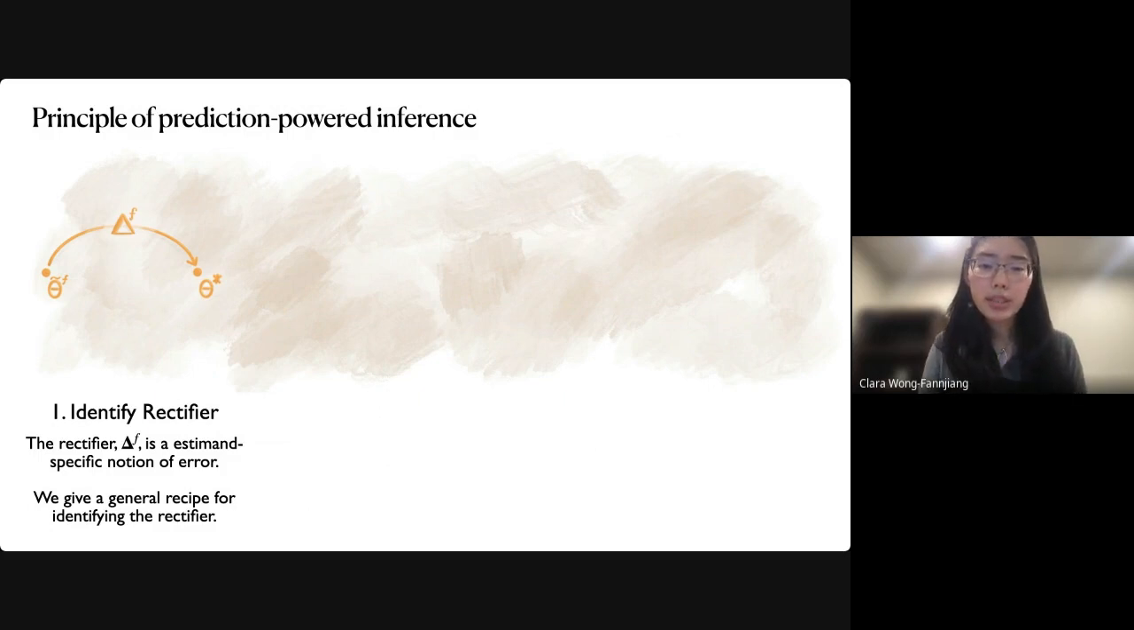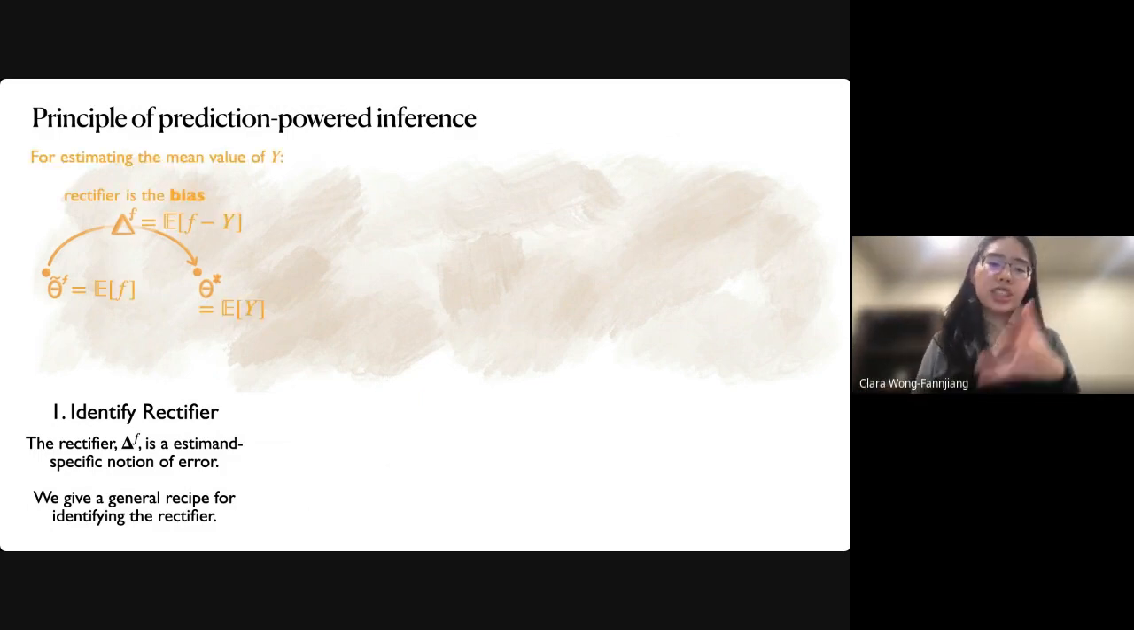So just to map this onto this diagram, the orange point on the right is theta star. That's the true value that we want to estimate. The orange point on the left is theta tilde f. That's the estimate you would get solely based on the predictions. And that's typically going to be biased because of prediction error. And in this diagram, delta f is the rectifier. And that basically represents, again, that notion of error that you need to correct your prediction-based estimate and get it to the true value.